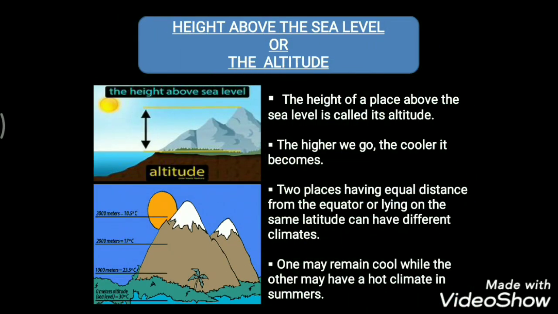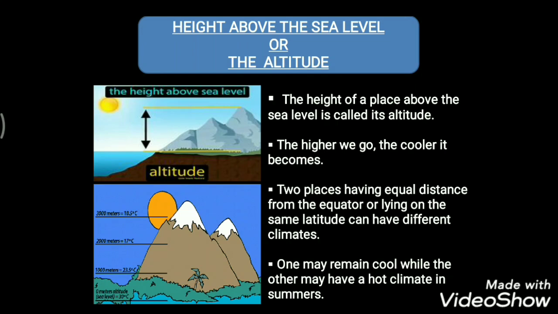Next we have the height above the sea level, or we can call it the altitude. The height of a place above the sea level is called its altitude. Now we all like to go to the hill stations during the summers. What is the reason behind it? The reason is that the hill stations have a higher altitude and they remain cool in summers. So the higher we go, the cooler it becomes. As the height increases, the temperature decreases.